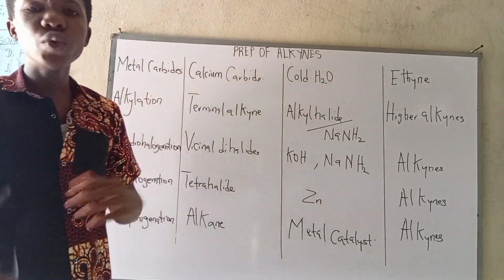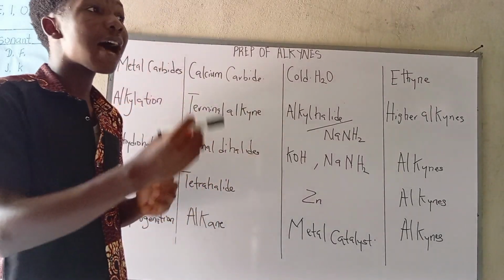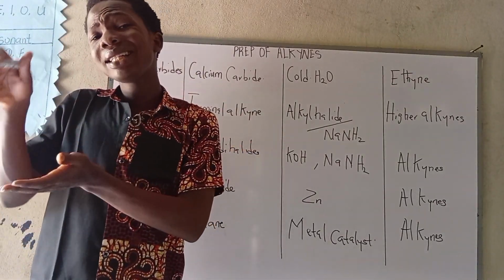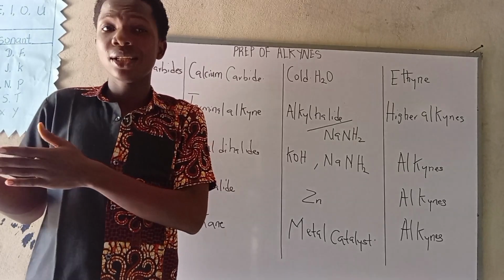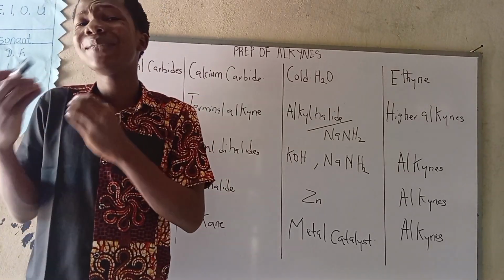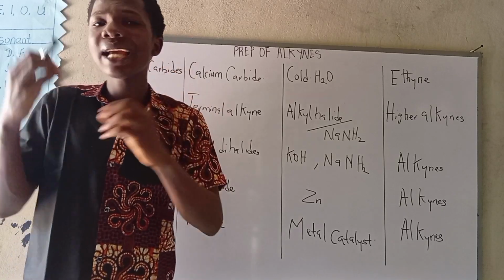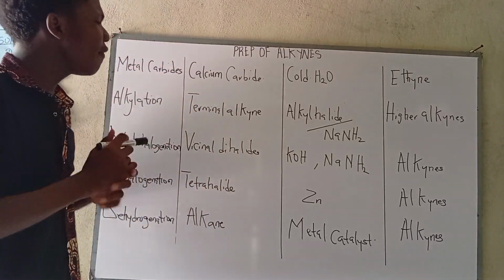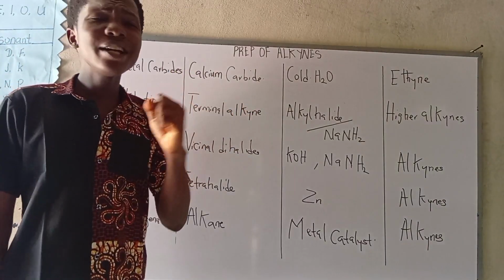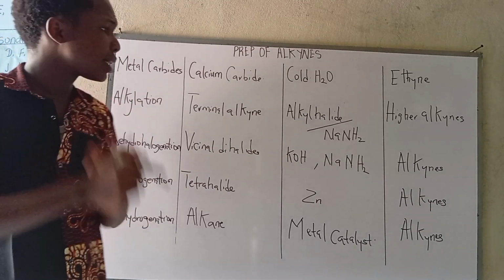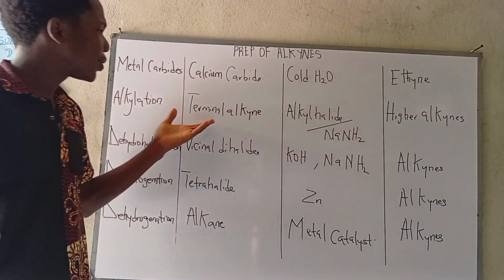We use the terminal alkynes. We all know what terminal alkynes are: alkynes which have their triple bond at the last carbon, or we say the first carbon, either first or last, as far as it's at the edge. We now make it have a displaceable hydrogen, an acidic hydrogen. Do we understand? Now, moving forward, we react the terminal alkyne with a very strong base. A good example of that is our sodium amide here.